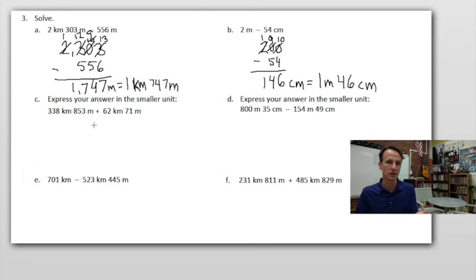Okay, now here we're adding, and it says specifically to express our answer in the smaller unit. The smaller unit is meters, right? So in this case, we'll just give it straight answer in meters. And so that means we should convert everything to meters, which is what we do anyway. So 338 kilometers, kilo means 1,000, 338,000 meters, 853 meters.